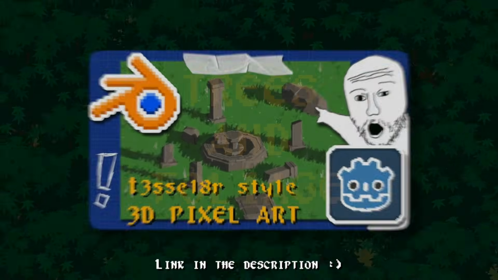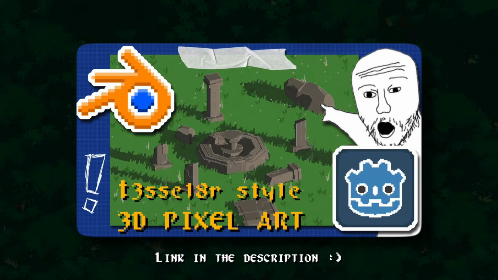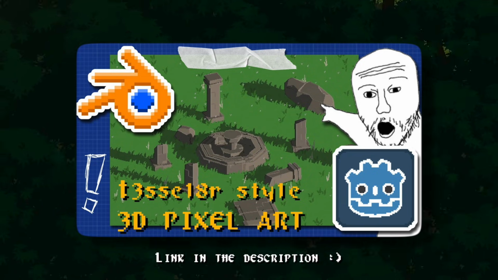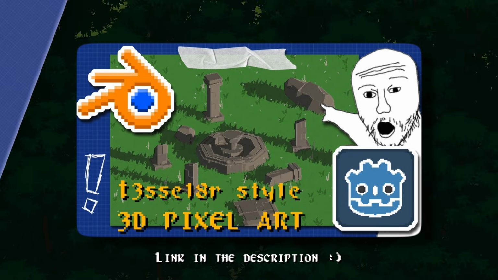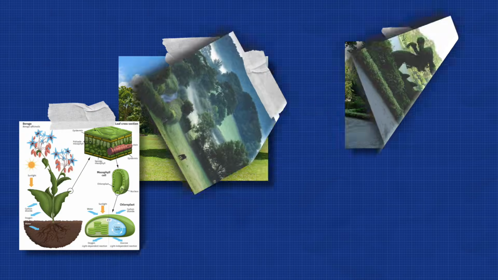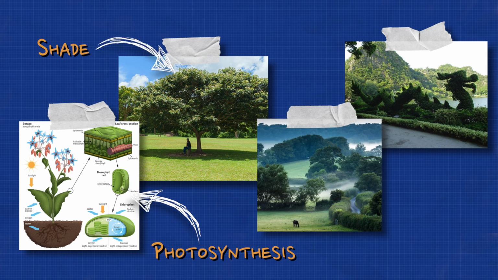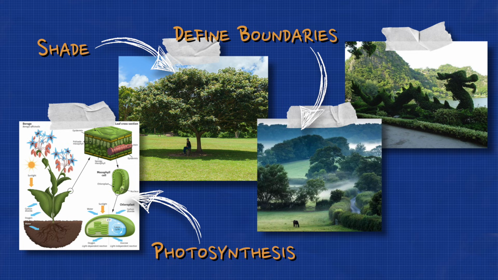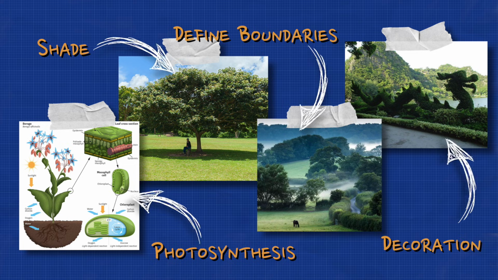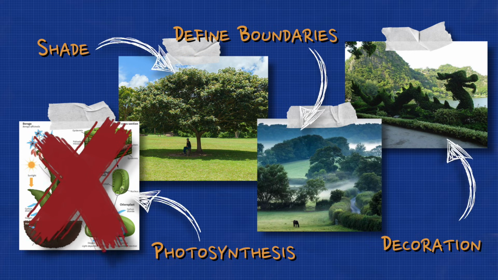If you saw this previous video of mine, you'll understand how impactful and cohesive greenery can be in bringing a scene together. In the real world, trees have multiple functions. They provide us with oxygen through photosynthesis, they provide shade, they can obscure vision and define boundaries, and of course, they can be used for decoration. Obviously, one of those is not so important for our game, but the other three can come in handy if used correctly.